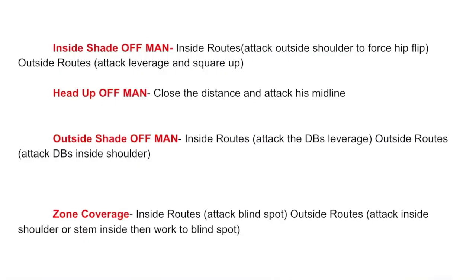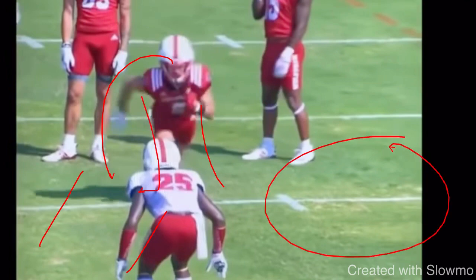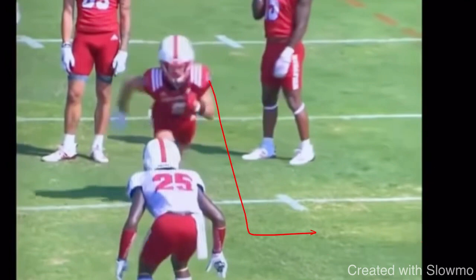Now, what did we say? For outside routes, you would want to attack the leverage and square him up. So now that's what we were talking about, right? So if you were to go here and it was an inside route and you attack him, he widens, you'd be running the route right into him. But if it's an outside breaking route, you just created a whole ton of space for yourself. So if you have to run like a 10-yard out, if you have to run a corner, if you have to run a fade route, for example, what you would want to do is you'd want to stem this guy.